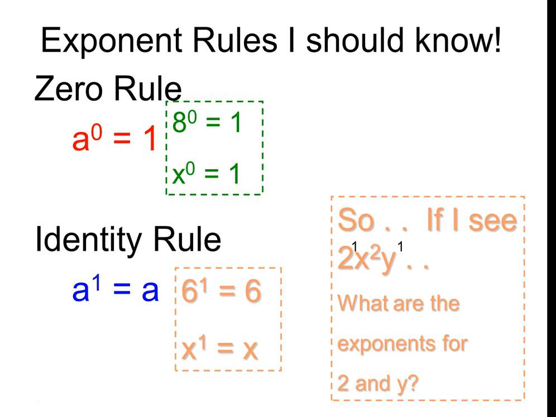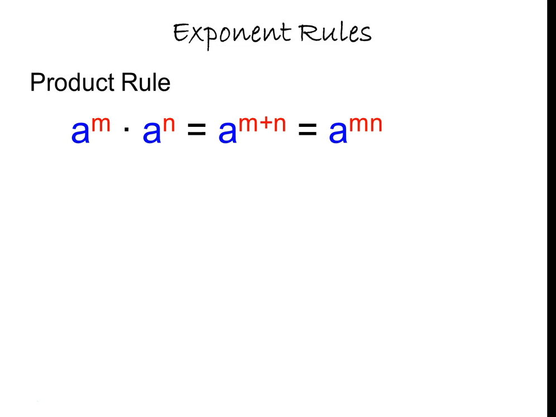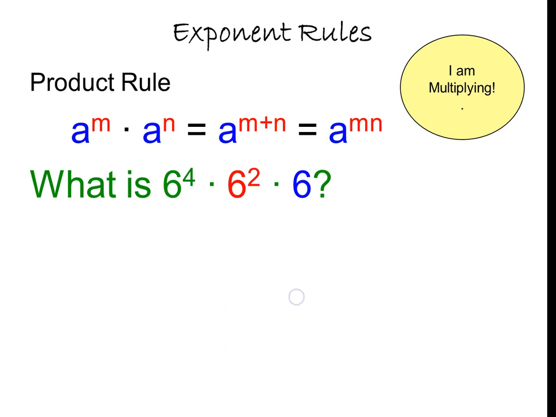Everything has an exponent. All right, the product rule. A to the m times a to the n. You add the exponents. Now, I think sometimes when we get right here, we are forgetting that we are multiplying. We are multiplying the same base. And the shortcut to multiplying the same base is to add the exponents. So let's try this. 6 to the 4th, 6 to the 2nd, and 6.